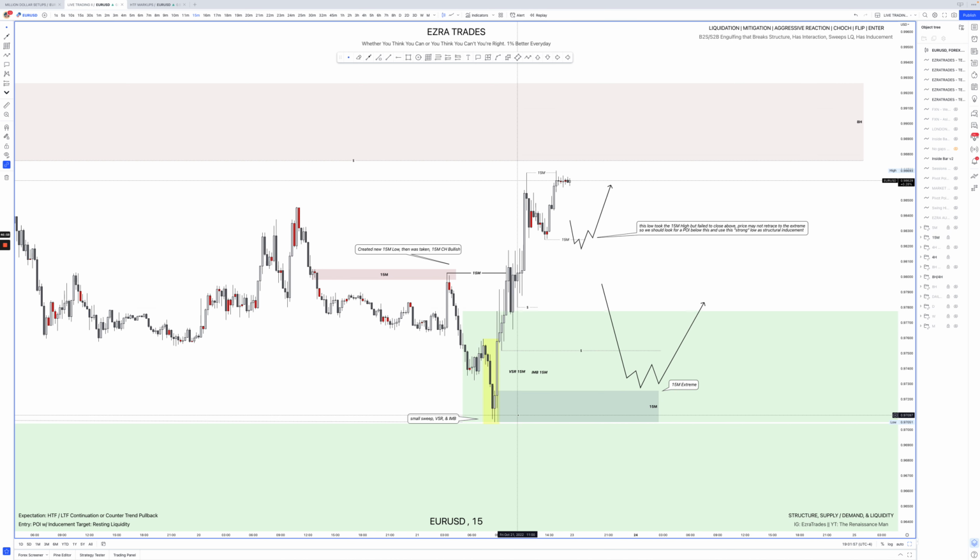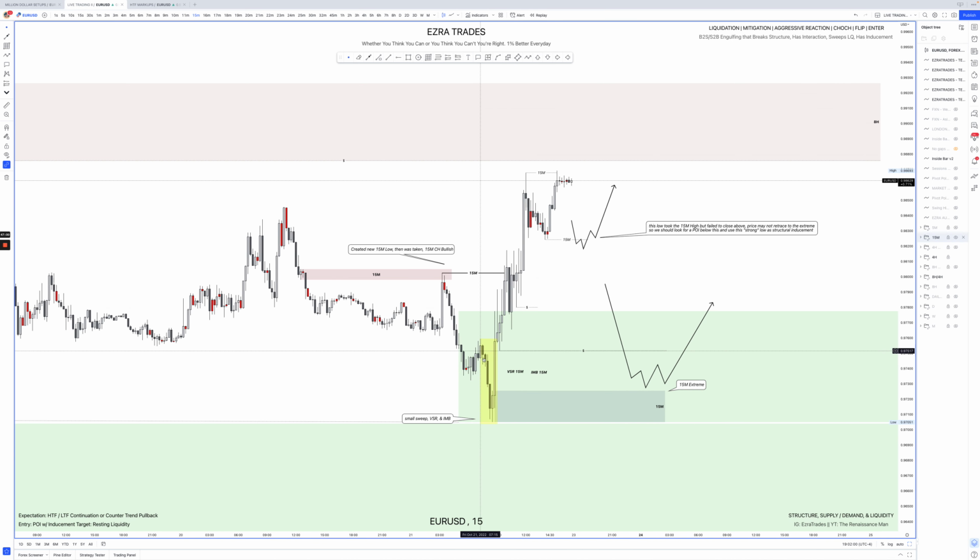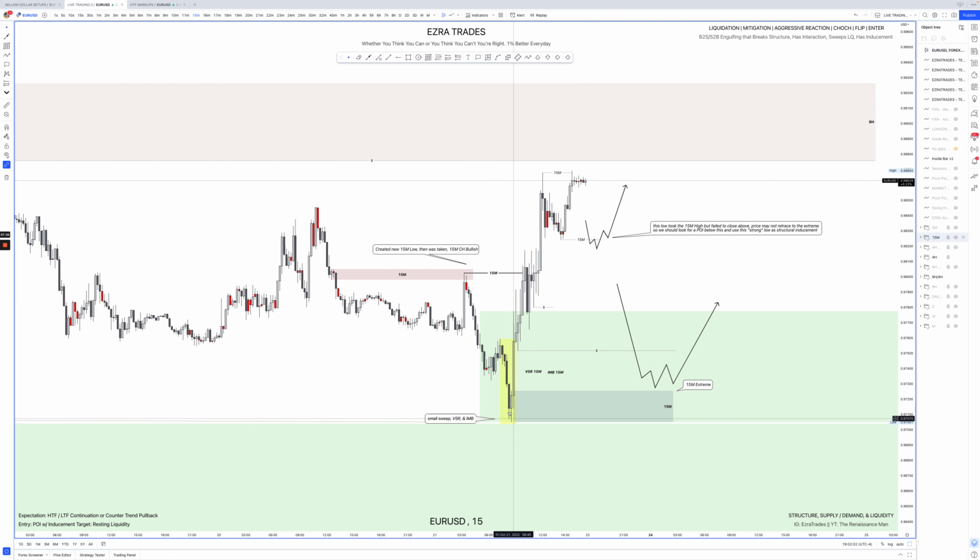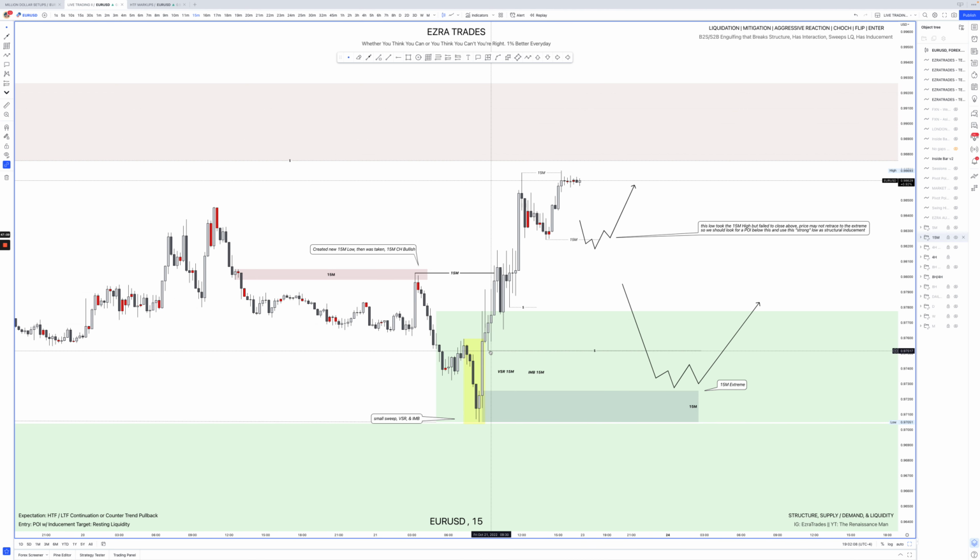Now, ideally, what do we have here? Well, we can notice that we have a small sweep, right? Sweep of liquidity, V-shaped recovery, very aggressive, and we left behind a big imbalance. In fact, the imbalance is from this wick low to this one, and this is also a sweep as well. So we have all of this area that's in imbalance.